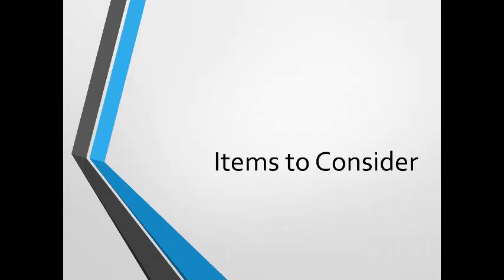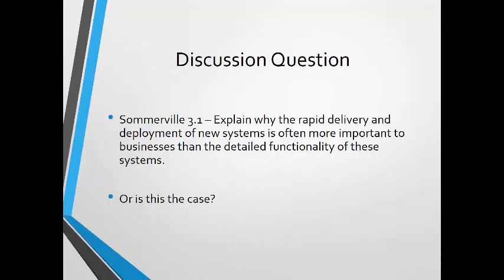So some items to consider, and these are discussion questions. Sommerville's first one is: explain why rapid delivery and deployment of new systems is often more important to businesses than detailed functionality. Or is this the case? You've probably heard the saying first with the worst, but is that really true? And there's actually some real debate as to whether first mover is a tremendous advantage. It's an active area in business research and in particular management information systems.